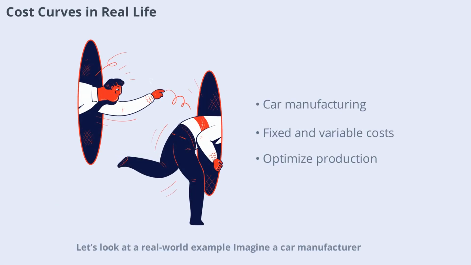Let's look at a real-world example. Imagine a car manufacturer. Their fixed costs include factory rent and machinery, while variable costs include steel and labor. By analyzing cost curves, they can decide how many cars to produce to minimize average cost and maximize profit. This approach applies to many industries.